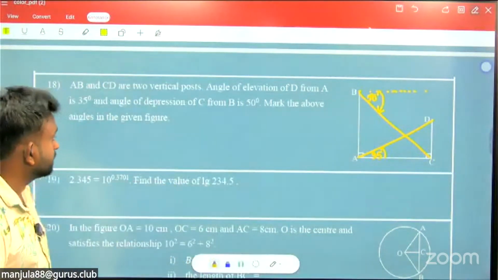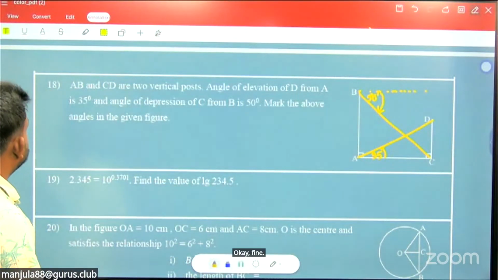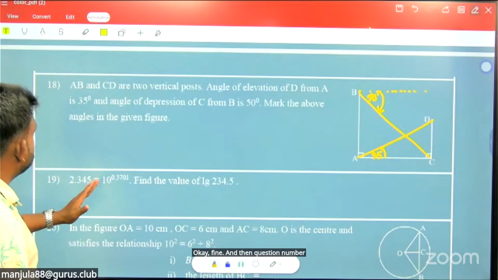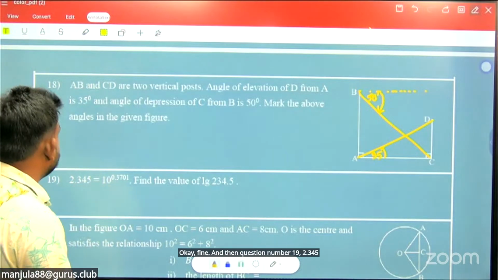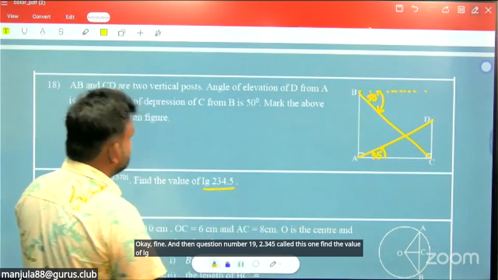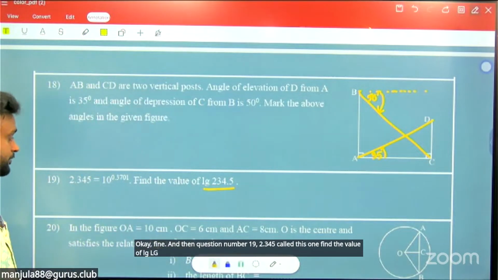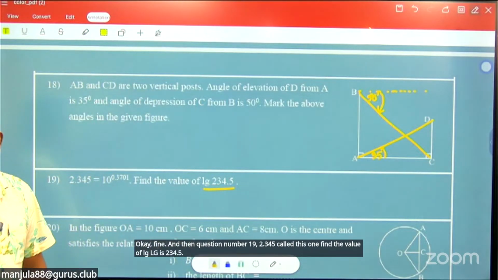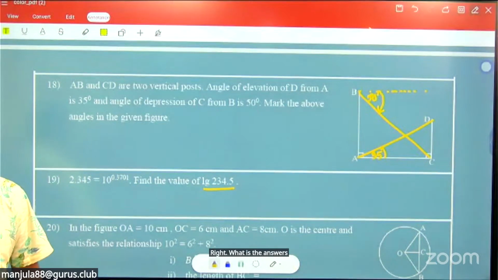Okay, fine. And then question number 19: 2.345 equals this one. Find the value of lg 234.5. What are the answers? Can you send me the answers in the chat?